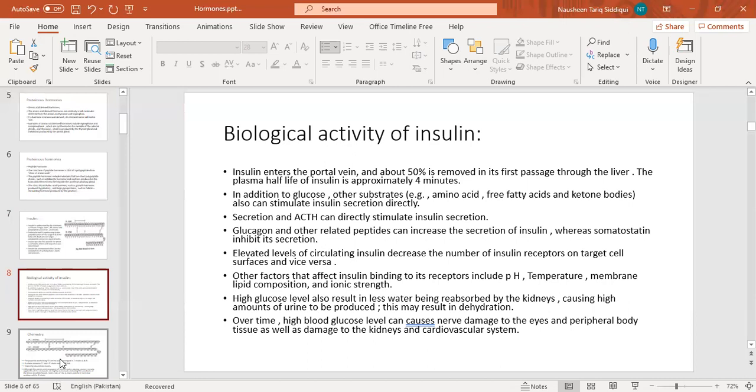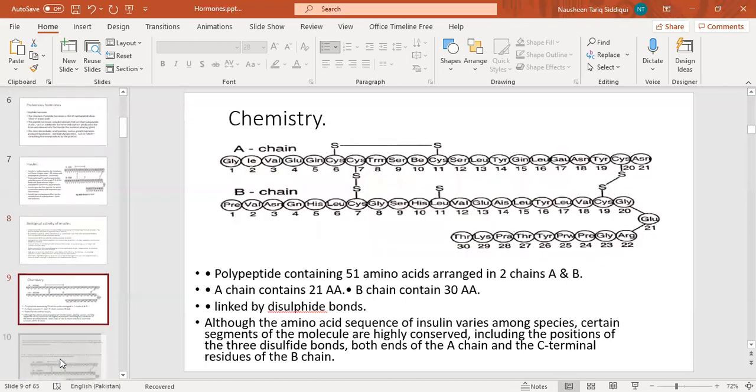And while we have studied diabetes mellitus, we have seen that patients who have a prolonged history of diabetes have shown nerve damage, which leads to problems of the eye, and they have other problems. There are other problems like kidney and cardiovascular system damage as well if this condition prolongs.